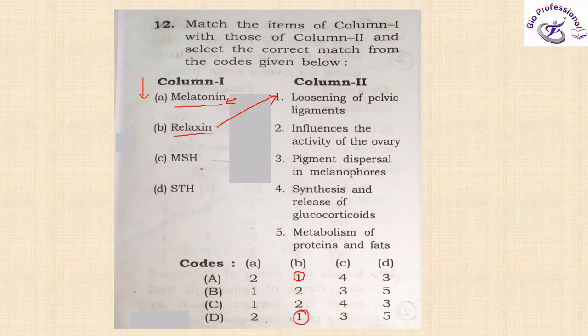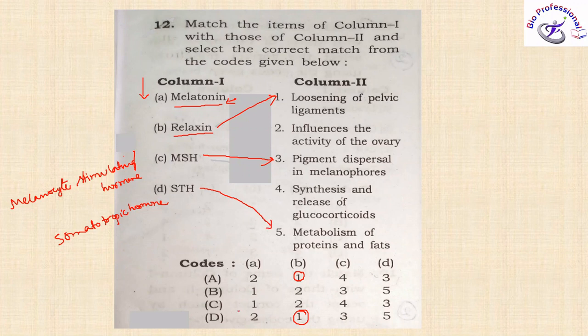B1. Okay. Next, MSH. MSH is melanocyte stimulating hormone. Melanocyte is something related to melanin, meaning pigment related, right? So this will be the correct option: pigment dispersal in melanophores. Then STH means somatotropic hormone. STH will be the answer, this metabolism of proteins and fats. So see, D will be the correct option because relaxin, B is 1, melanocyte C is 3, so B1 C3 will be the correct option. So the answer to question 12 is D.